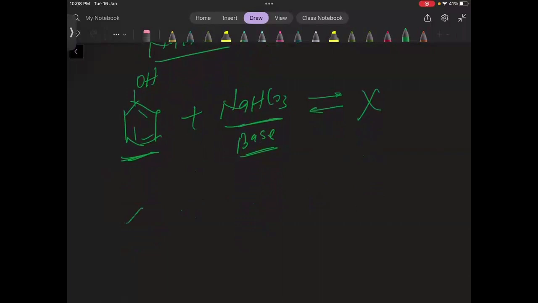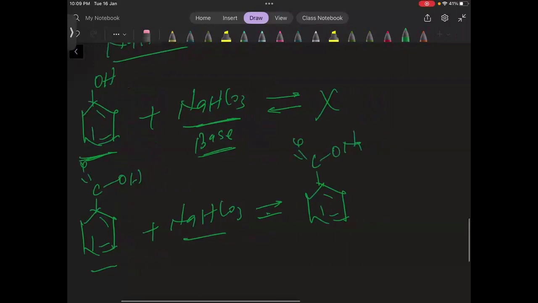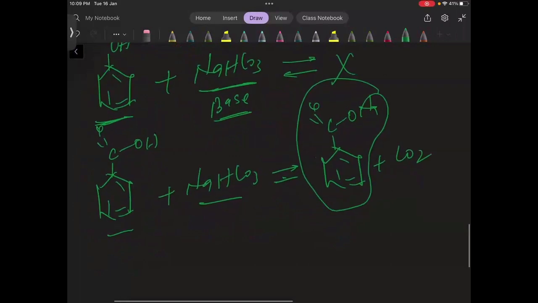But when we take benzoic acid, see here, benzene, C double bond O, OH, and we take here sodium bicarbonate, what happens? An acid-base reaction will happen, forming C double bond O and ONa plus CO2, correct? So the CO2 will form. That is the sodium benzoate plus carbon dioxide that will form.